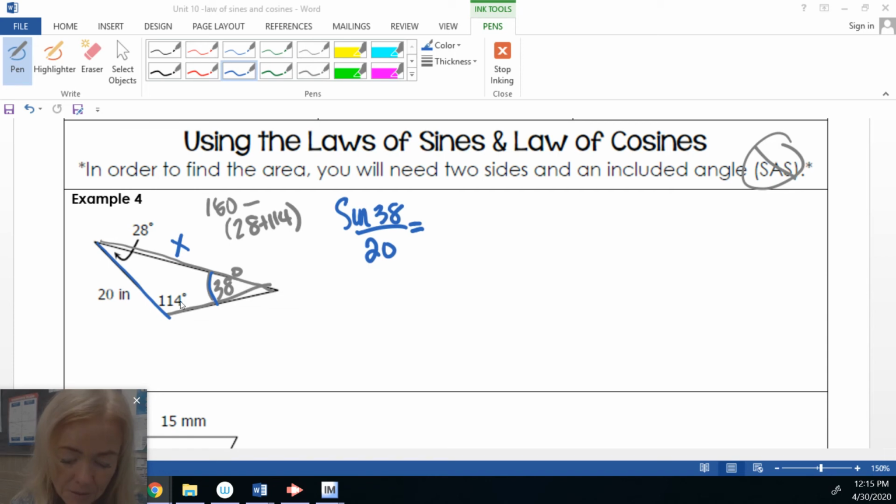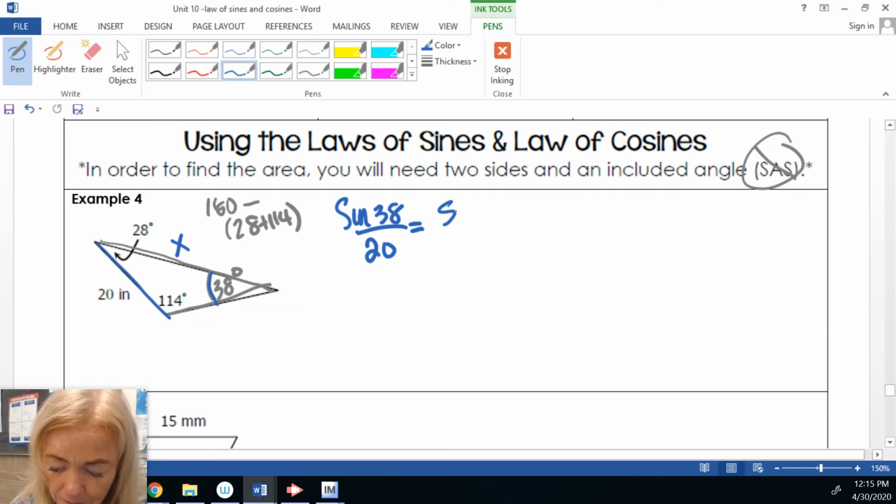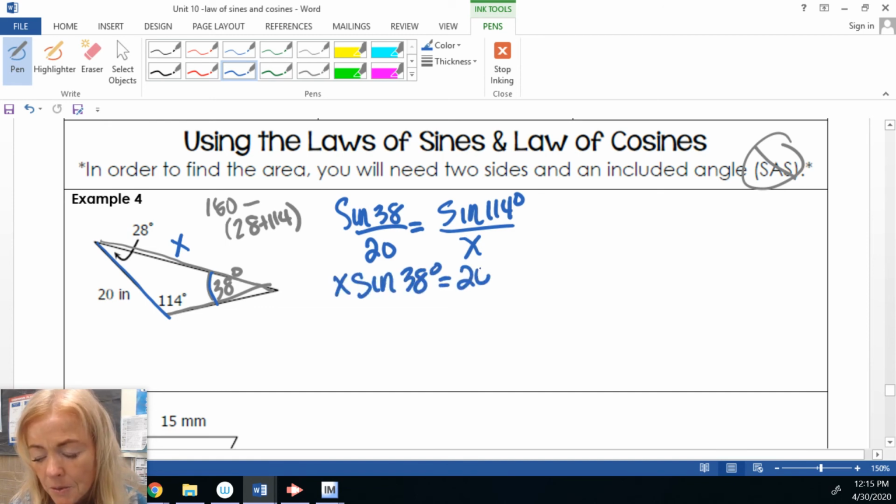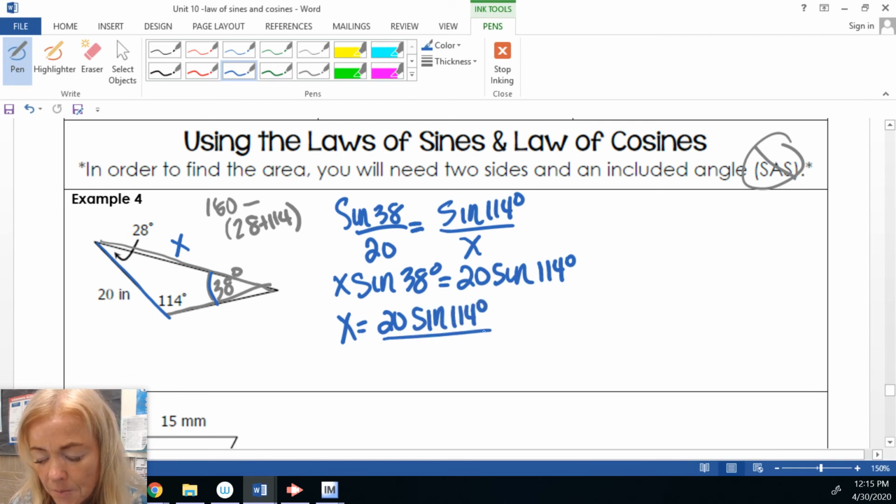So sine 38 over 20 is equal to sine 114, and across from that is our x that we're looking for. So cross multiply. x times the sine of 38 degrees is equal to 20 times the sine of 114 degrees. And then x is equal to 20 sine 114 divided by sine 38.